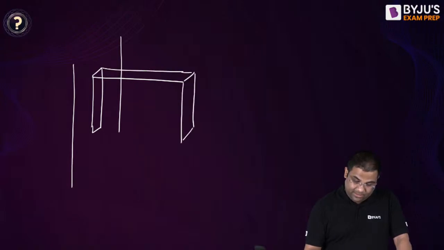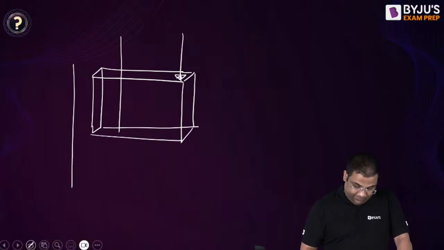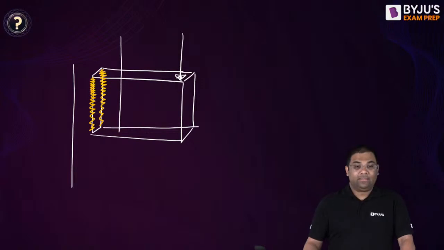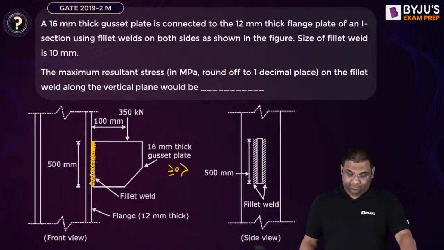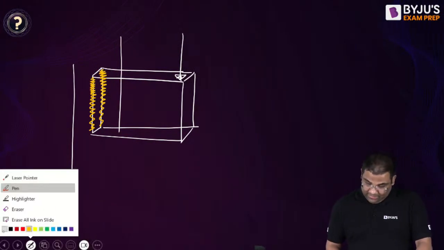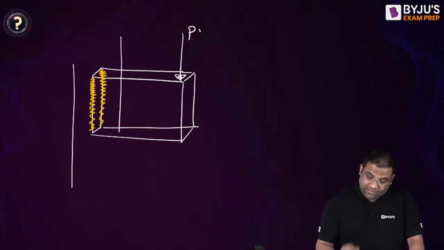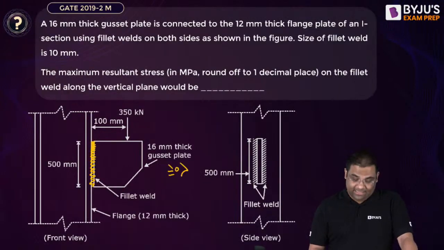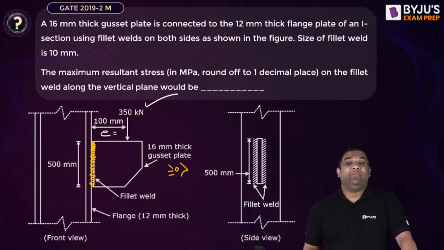Yes, here the plate is welded like this, and this is the load acting, right? And welding is done on this side. Yes, like this welding is done. You see, able to imagine? Now see, this load is eccentric to this weld, right? And what is the eccentricity? The eccentricity is equal to 100 and the load is 350, right?